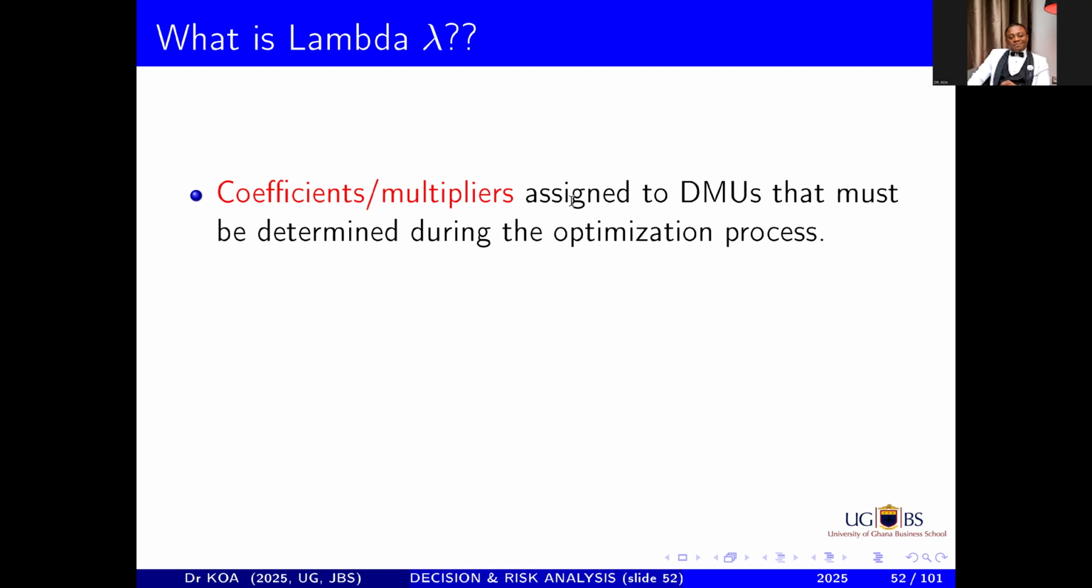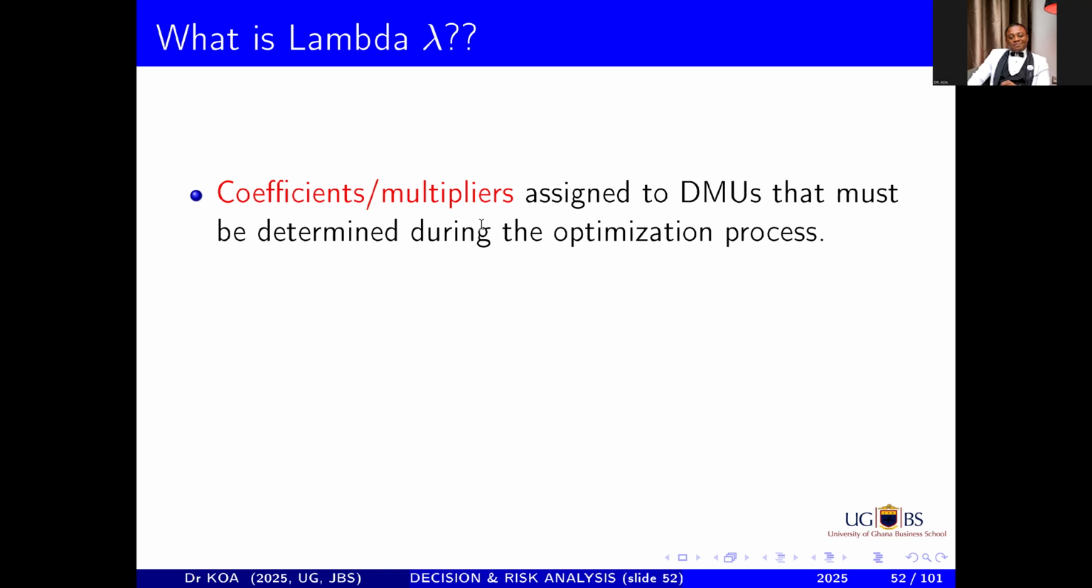I have a lambda that I am assigned to DMUs, DMUs that are needed for me to be efficient in the optimization process. So if you are doing it for DMU4, you have to have it for DMU1, DMU2, DMU3. Actually, you have to consider every one of them.